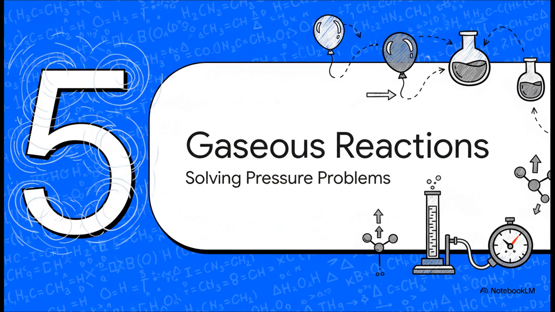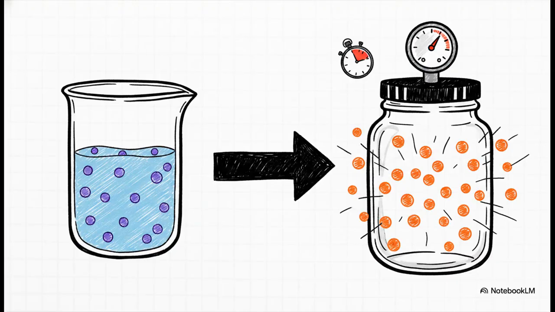Let's look at a highly practical application that you are virtually guaranteed to see on a competitive entrance exam. So up until now, we've mostly talked about concentration in terms of moles per liter. But for a gaseous reaction at a constant temperature, concentration is directly proportional to the partial pressure of a species. So we simply shift our units. Instead of moles per liter per second, the rate is expressed as the rate of change in partial pressure, using the units atmospheres per second.